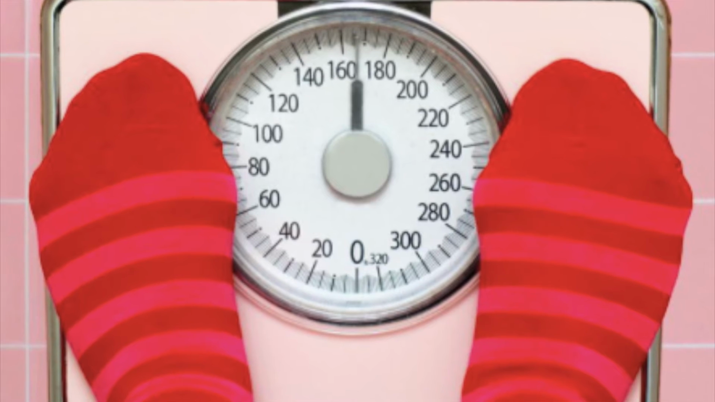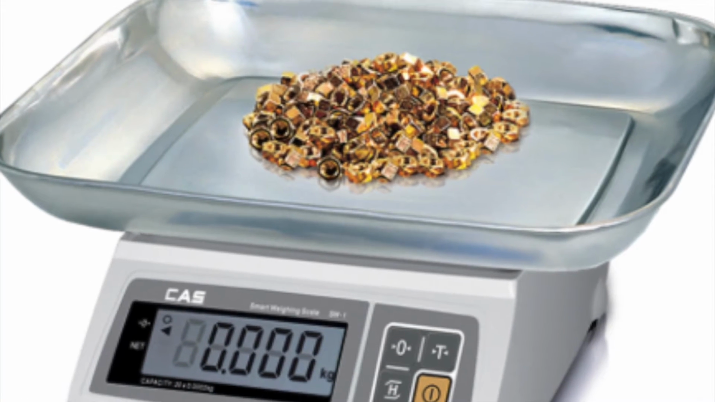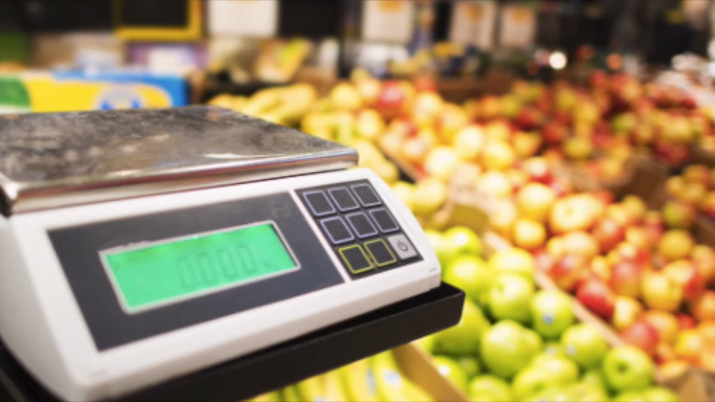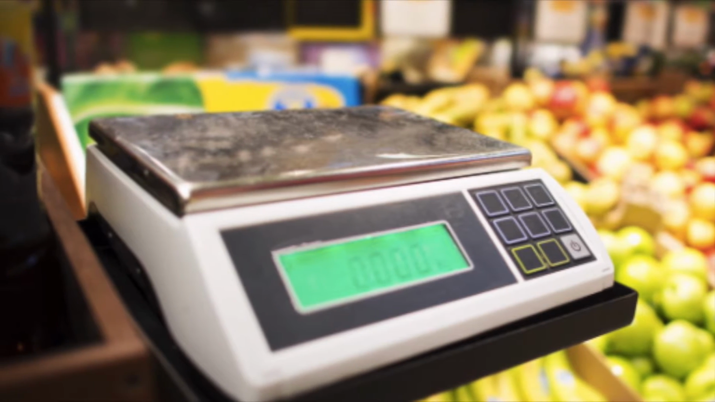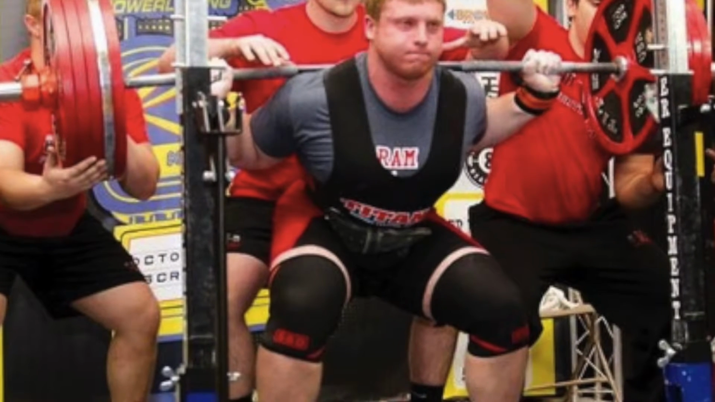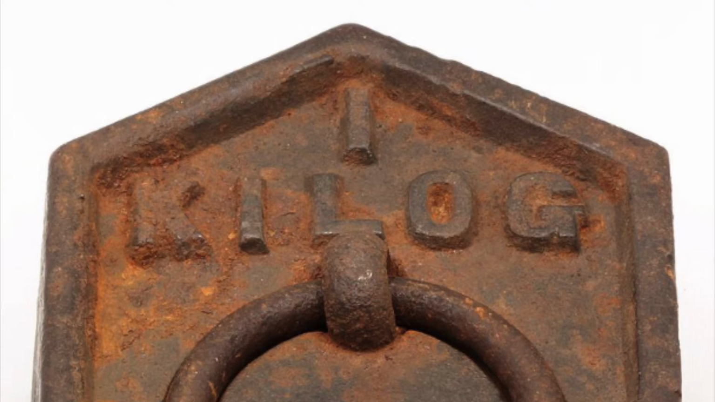Now if we're trying to find the mass of perhaps you, or metal, or even fruit at the market, or maybe we're trying to measure how much mass we can squat on a squat rack, no matter what you're doing, we use what's known as the kilogram. The kilogram was originally defined in 1795 as the mass of 1 liter of water. So they actually tied the volume of 1 liter of water to a kilogram.